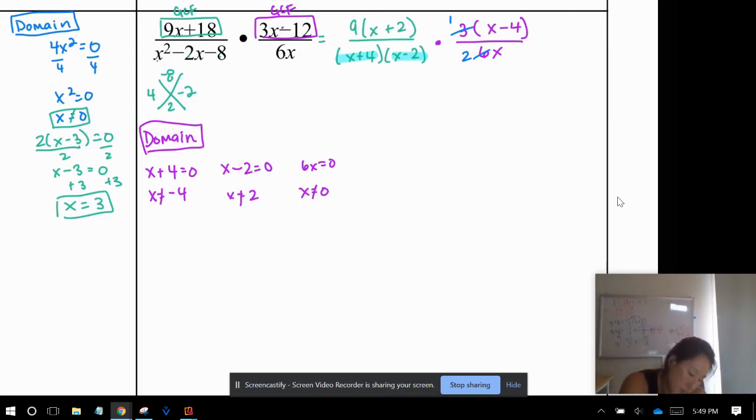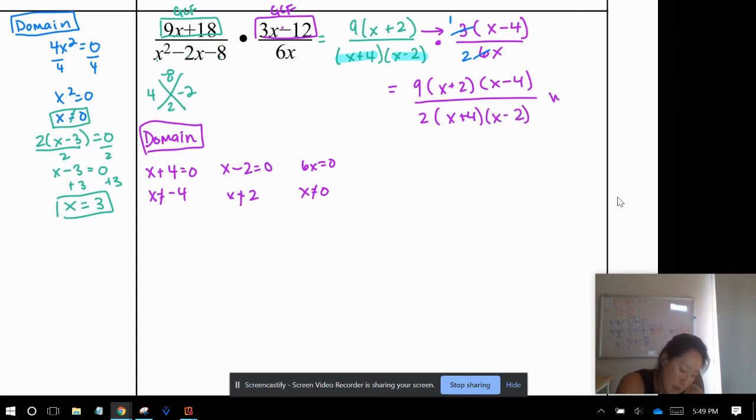All right, I will simplify. I just write 9 times x plus 2 times x minus 4. Remember, we just multiply across. On the denominator, I have 2 times x plus 2 times x plus 4 times x minus 2. And that is it, where x cannot equal negative 4, 2, and 0.